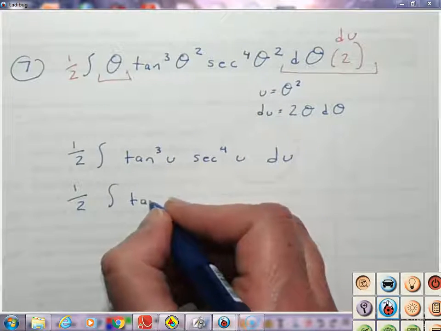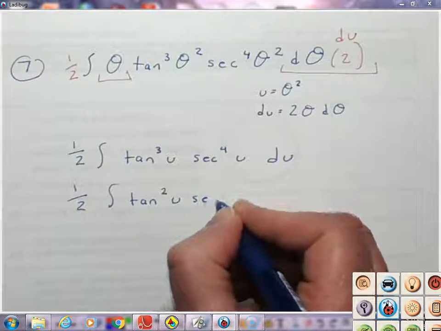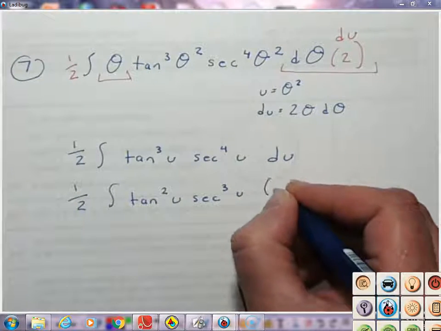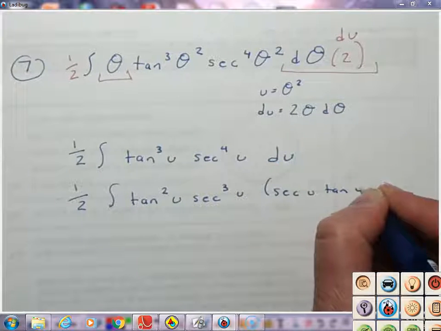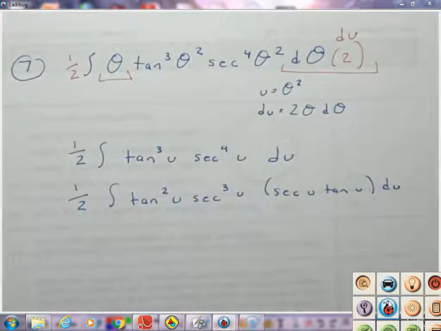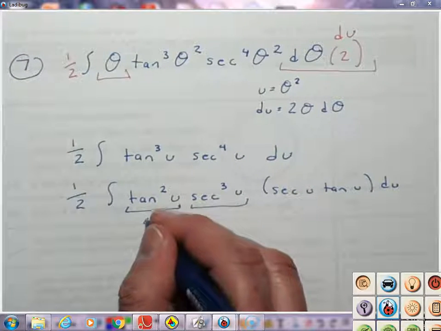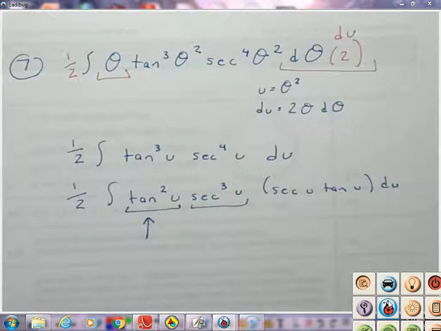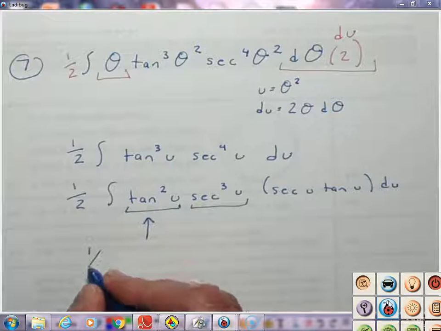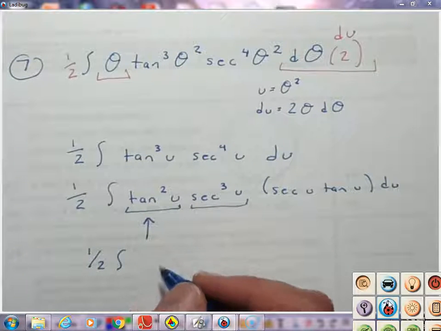If I break off a secant and a tangent, the power of each one of these goes down by 1. Okay, so I just took one off the secant and one off the tangent. Now, what is it that if you take the derivative of it, you get secant tangent? There is secant, secant tangent. That would help me for this part, but it wouldn't help me for this part. So that's where I'm going to use the substitution that Rachel said for the tangent squared. What's the Pythagorean identity substitution for that?